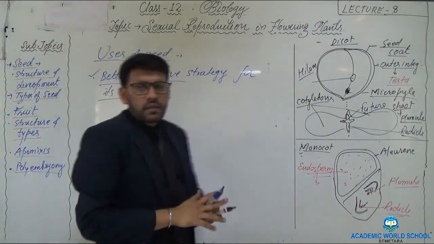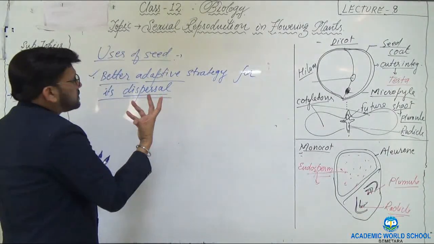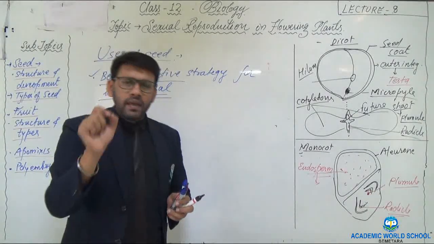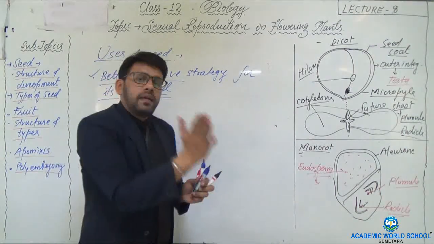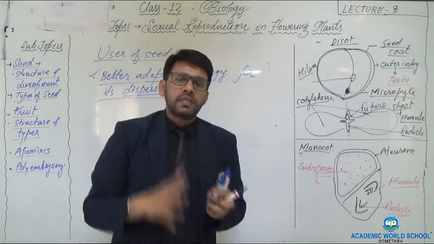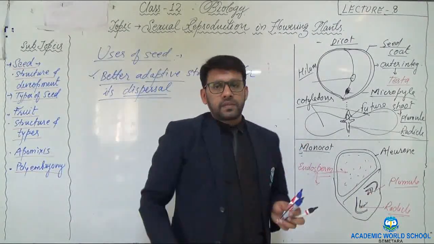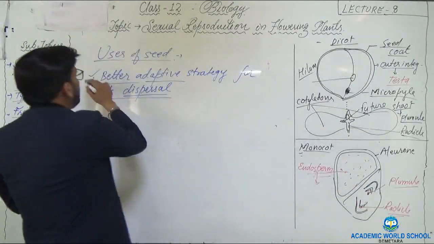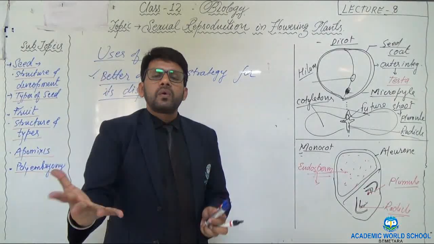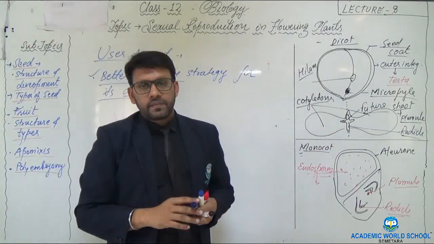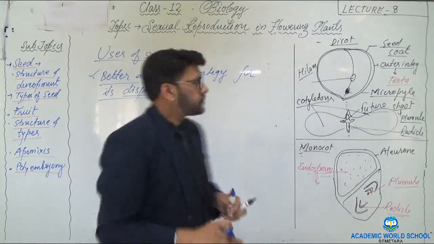See, you know that plants produce seeds, and these seeds vary in shape and size. They are designed in such a way that they can easily be dispersed. Dispersed means they can be transferred from one place to another, so that these seeds can relocate and can also grow in different places, so that it could increase diversification.